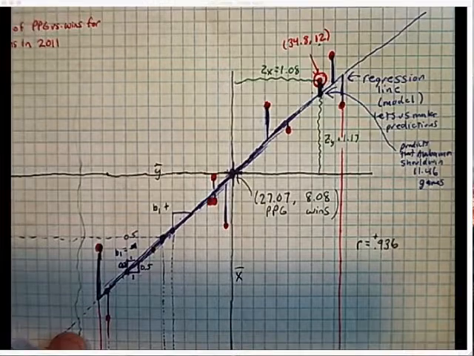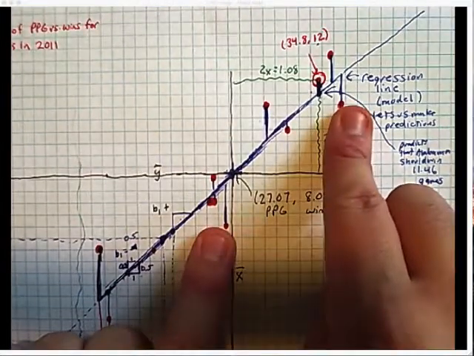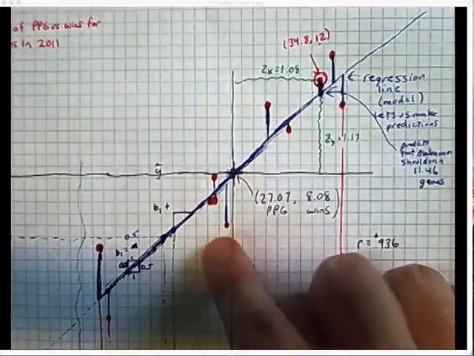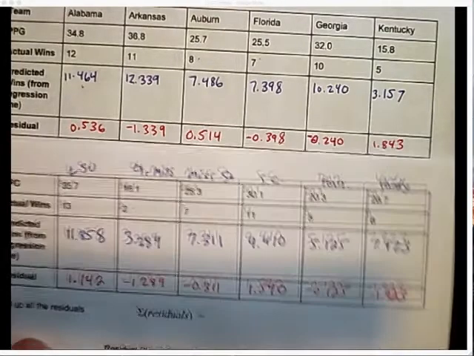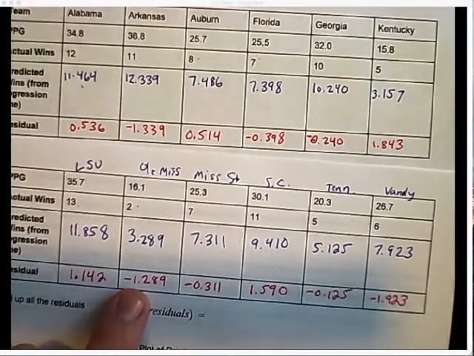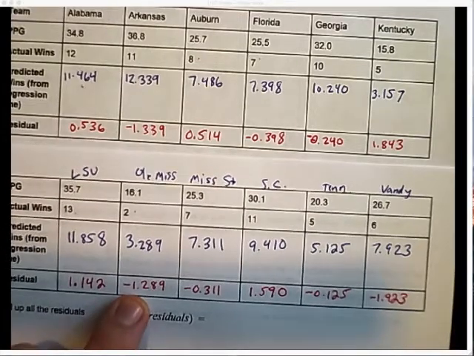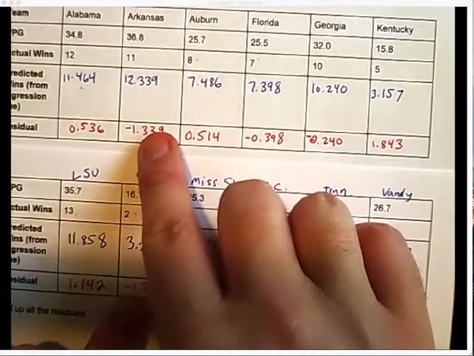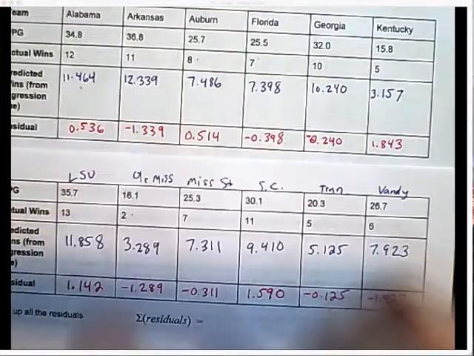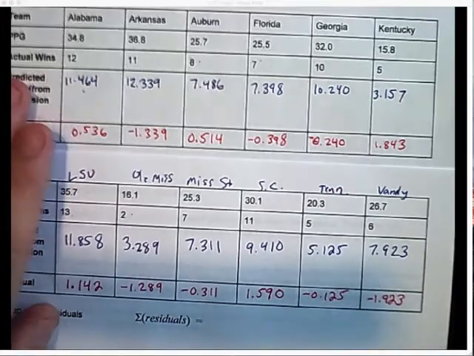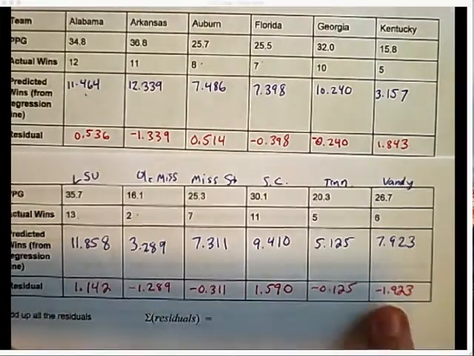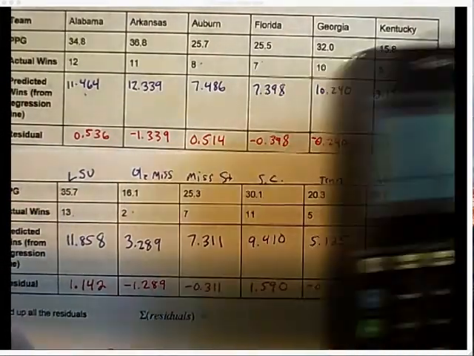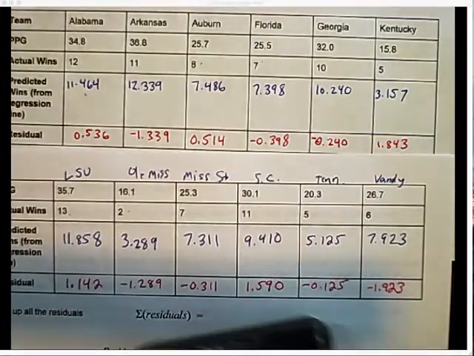Okay, looks like these two are the most negative residuals. So here, which ones are the biggest negative residuals? Well, it looks like Ole Miss underperformed, and Arkansas underperformed based on their points per game. Now, like I said, the residuals should add up to 0. So if I add these red numbers together, they should come out to equal 0. So let's try it.